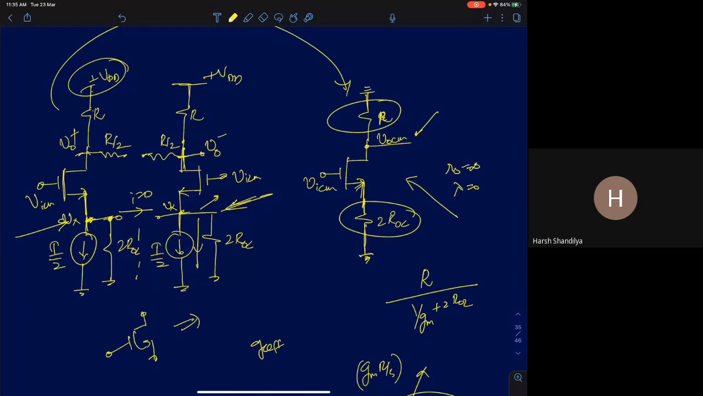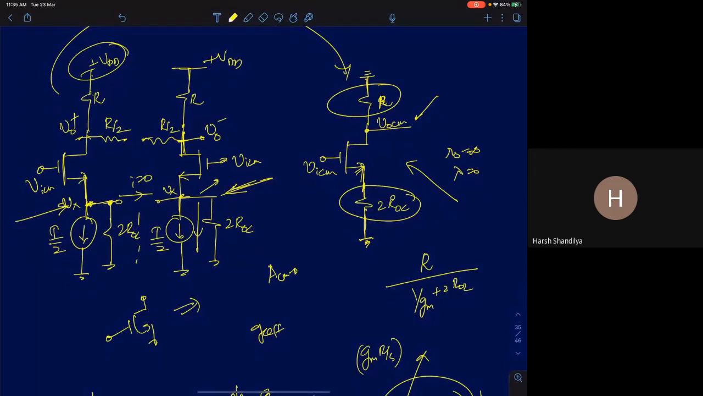What about ACM DM? What is the value of ACM DM for this circuit? 0, right? It's purely a differential circuit, so therefore it is 0. There's no asymmetry in the circuit, so still it is 0.